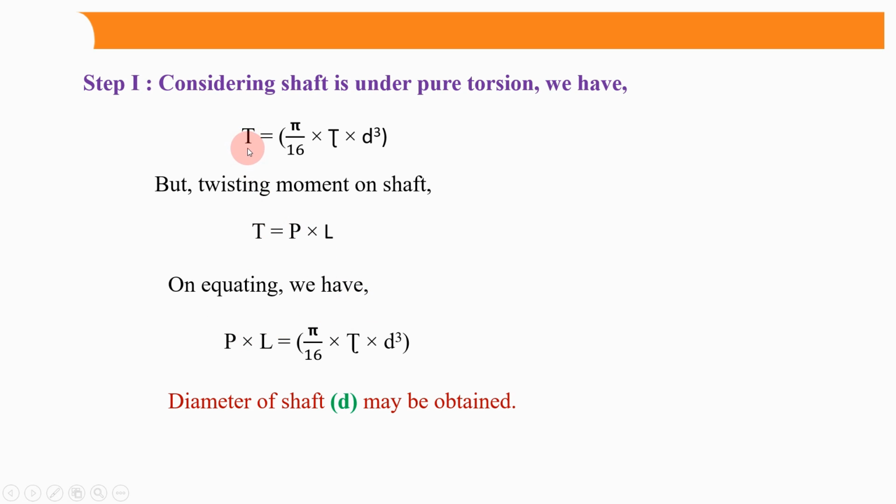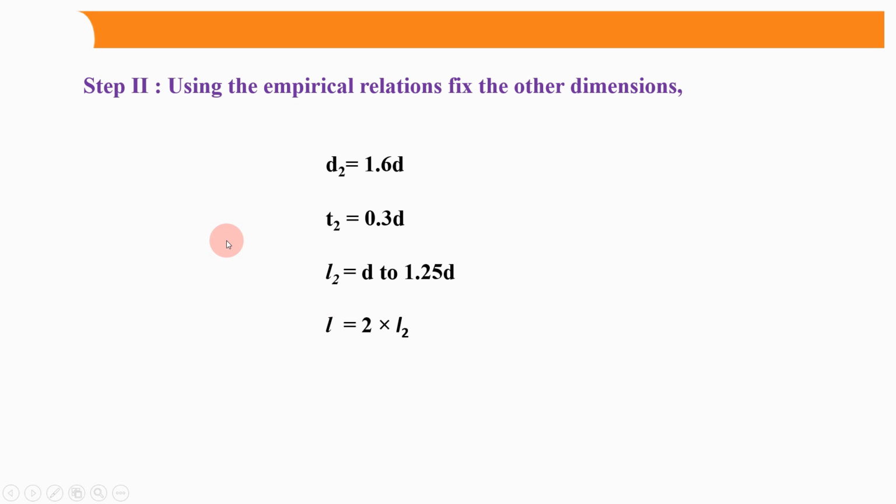we put this value of T in this formula, so P into L is equal to pi by 16 into tau into d cube. By this relation, the diameter of the shaft d may be obtained. By equating P into L with pi by 16 into tau into d cube, we get the diameter of the shaft d. So by the first step of the design of the hand lever, we get this diameter of the shaft d.